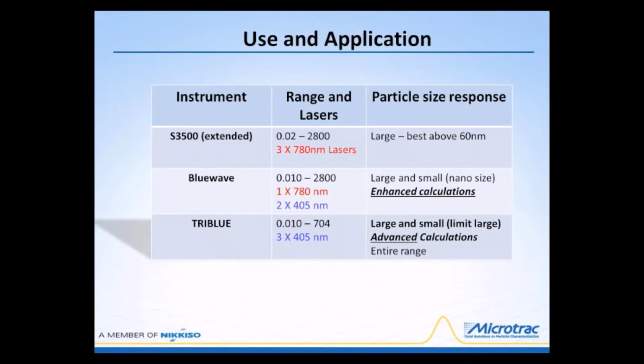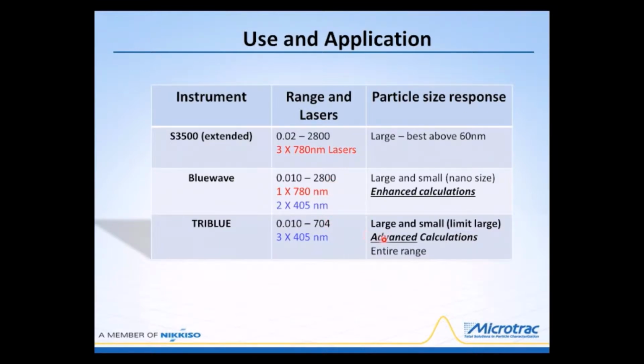Subsequent to the Bluewave, we went further with our innovation and advancements and introduced the Tri-blue instrument. Here we use three 405 nanometer lasers. Now, this will measure large and small particles, but you'll notice the limit on the size is around 704 microns. Generally, most applications are from just a few hundred microns on down. So the limitation here is probably not much of an issue. If it's necessary to measure above that size, then the Bluewave would probably be a better choice.